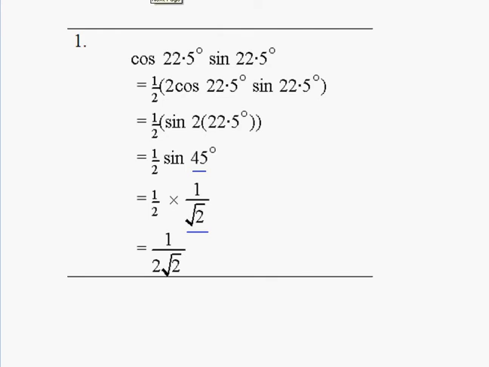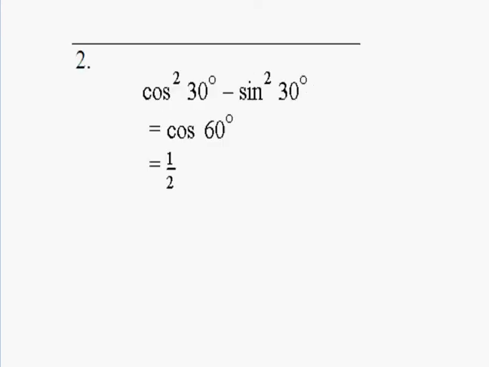So again, we're manipulating our functions to suit our needs. Cos squared 30 minus sine squared 30, well that's a pretty straightforward application of the rule, which comes down to cos of double the angle, which would be 60, and cos of 60 is a half.